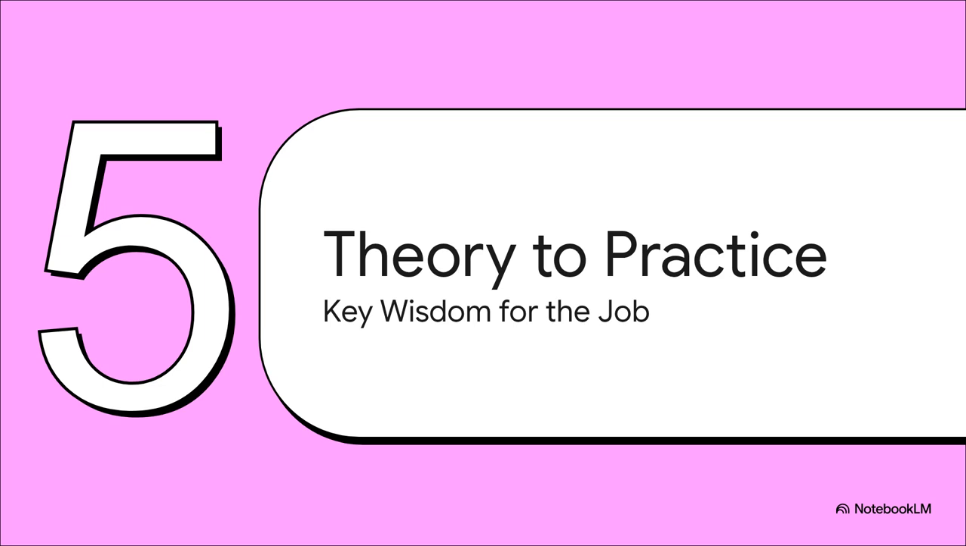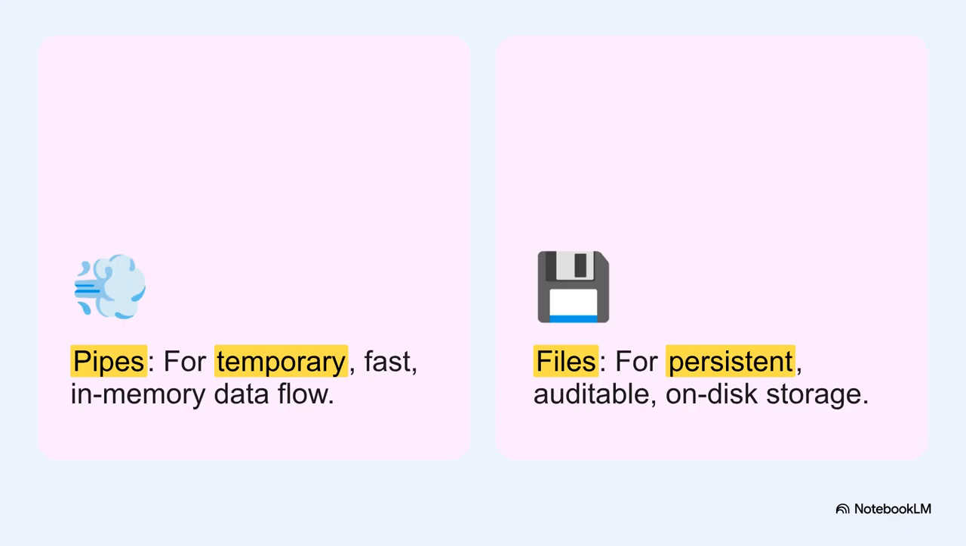So now let's just summarize some of the key strategic wisdom you'll need to use these tools effectively every day in a professional environment. A really common follow-up question in an interview is, so when should you use a pipe versus just using a temporary file? And the answer shows your strategic thinking. Pipes are for fast, in-memory data flow when you don't need to keep the intermediate steps. Files are for when you need that data to be persistent, when you need a record you can audit or review later. Knowing which to choose shows real foresight.